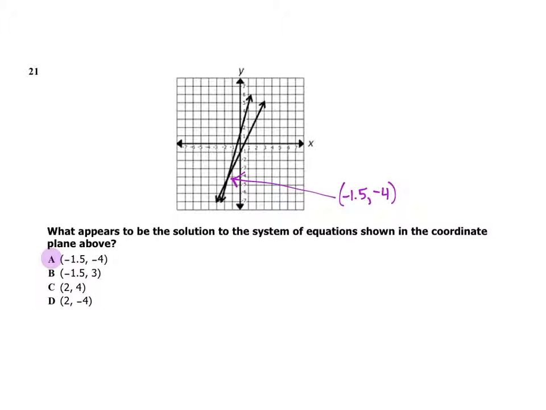Last question. What appears to be the solution to the system of equations shown in the coordinate plane above? Well, this just requires us to know what we mean when we say solution to the system. The solution to a system of equations is the point where the two lines in the system of equations cross. Or it could be all the points on the line if it's one line, or like the previous question, no point at all because there's no solution. So in this case, they cross. You can clearly see that they cross.